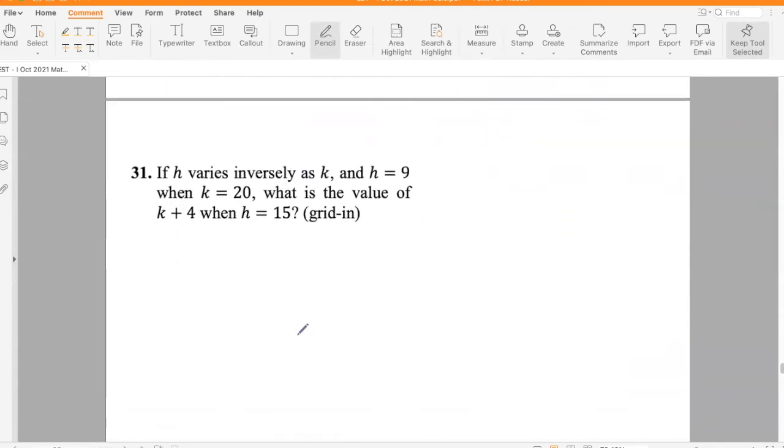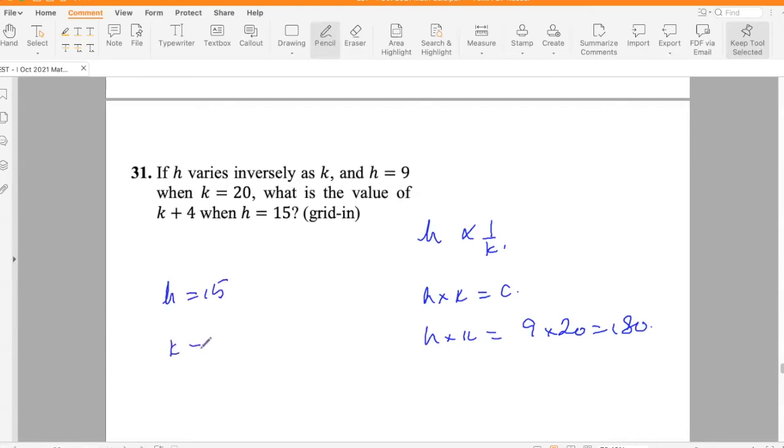If H varies inversely as K and H is 9 when K is 20, what is the value of K plus 4 when H is 15? Okay. So H varies inversely as K. So H into K should be a constant. So H into K would be 9 into 20, which is 180. Okay. So when H is 15, then K will be 180 by 15, which is 12. So K plus 4 will be 16.